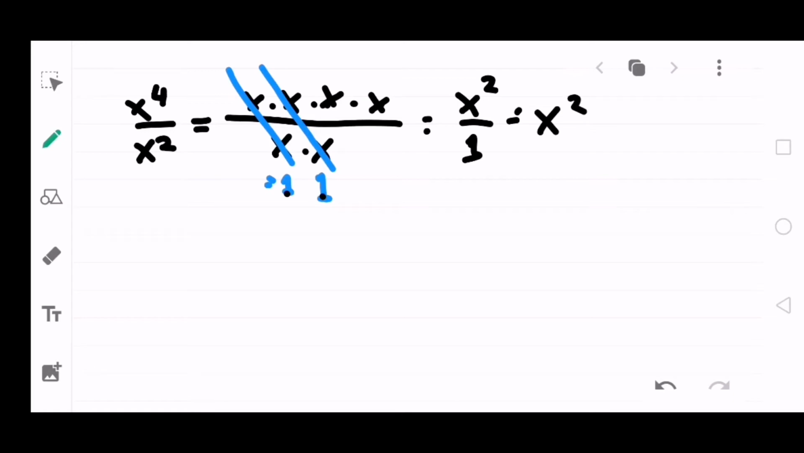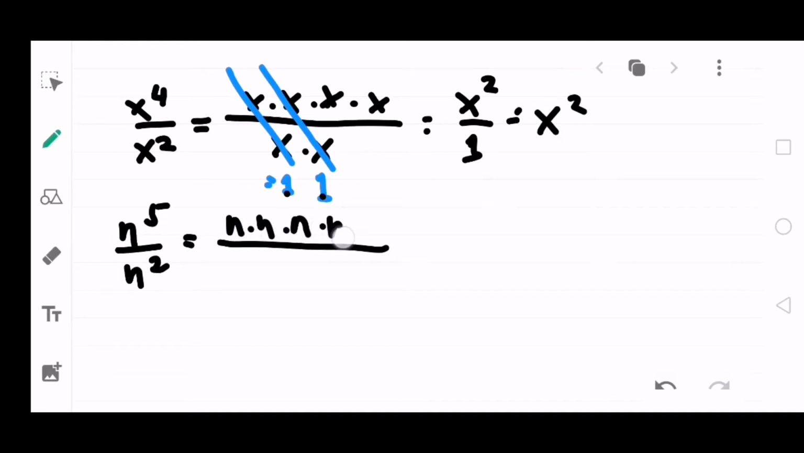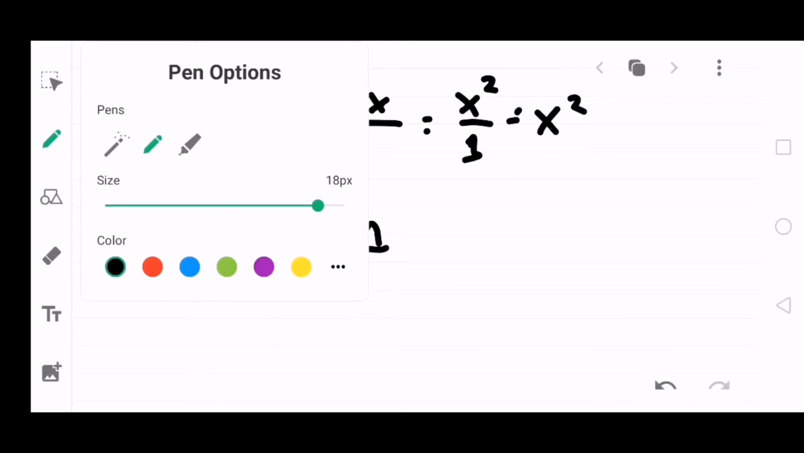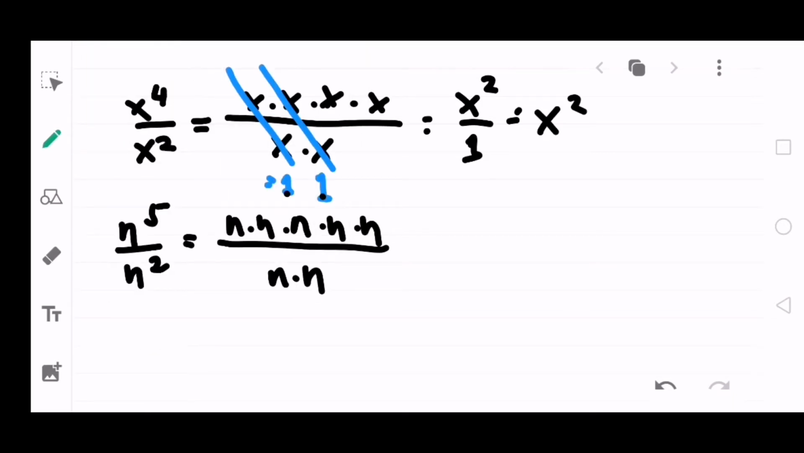Let's have another one. Let's say we have n raised to 5 over n squared. n raised to 5 is the same as n times n times n times n times n, while n squared is the same as n times n. Now again, I will cancel out pair of numerator and denominator that is the same, since that is equal to 1, so this one is equal to 1. Also, this one is equal to 1. Now, what was left in my expression is just simply n raised to 3.